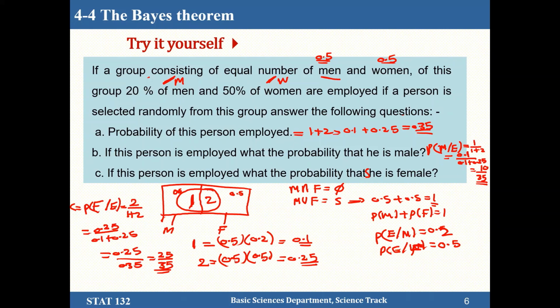So this is the simple idea of using Bayes' theorem. Just we need to find 1 and 2. What is 1? 1 is the intersection of the event and A1, and 2 is the intersection of A2 and the event, any event inside the sample space.